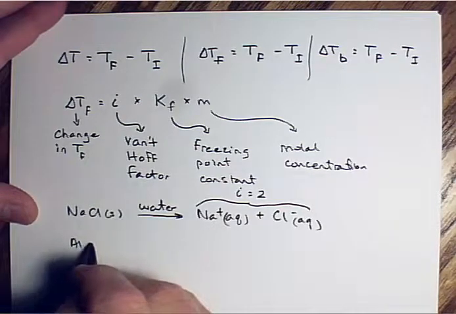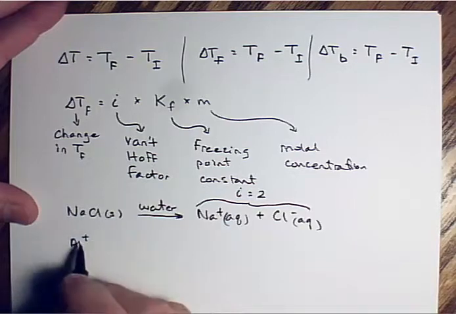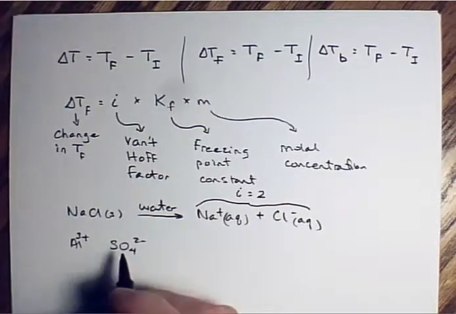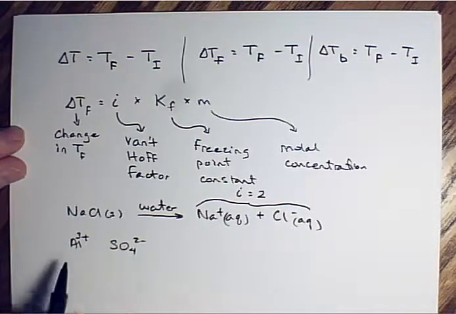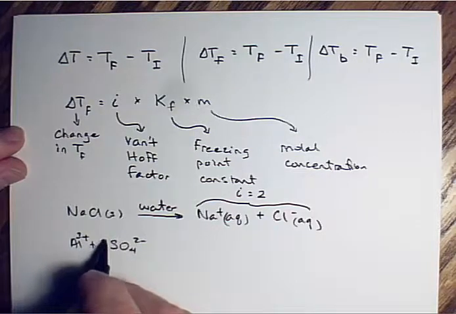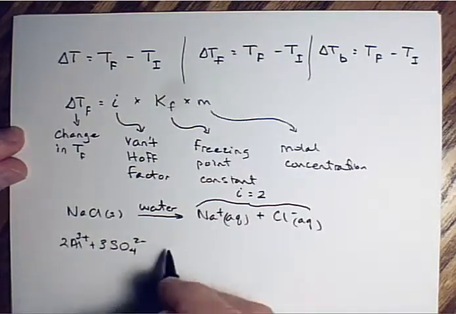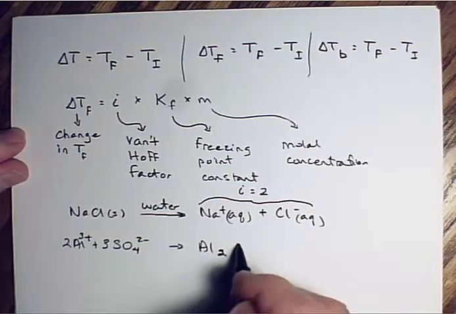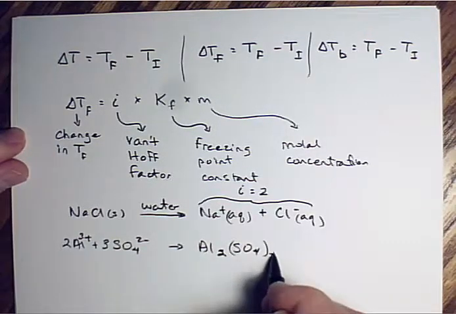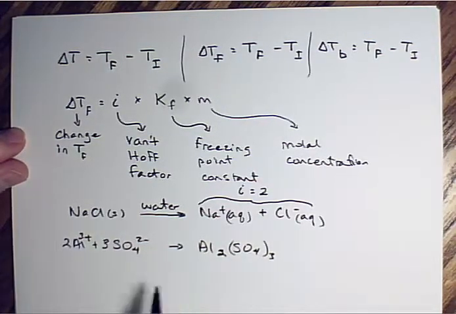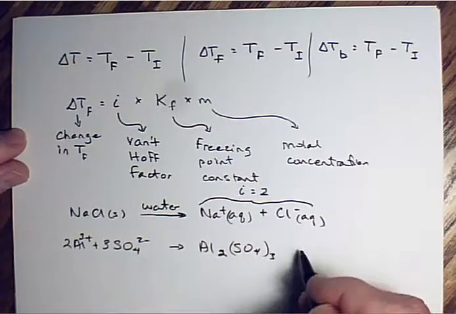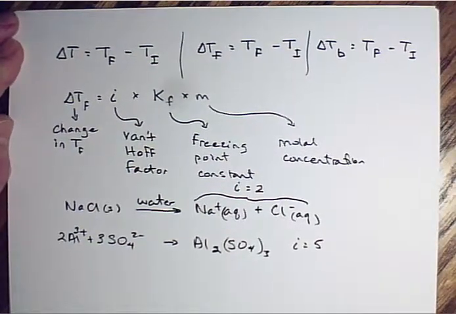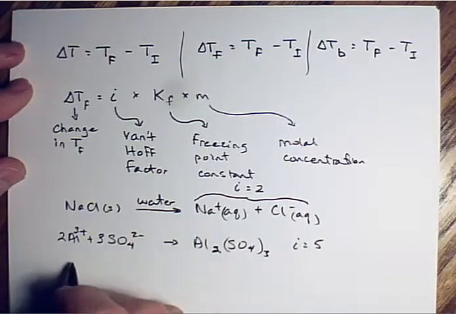Yes, aluminum sulfate is what we're talking about. Al has a 3+ charge. Sulfate has a 2 negative charge, and you're correct on your answer. How many sulfates do I need? You need 2 aluminums and 3 sulfates to make aluminum sulfate, Al2(SO4)3. How many particles do I have? 5. 2 and 3 makes 5. So i for aluminum sulfate is going to be 5. That's how you figure it out.